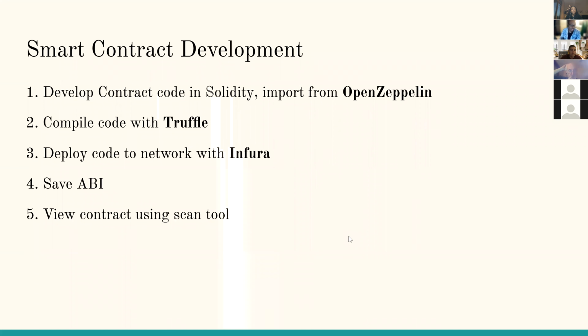So to recap smart contract development: you use Solidity and import from OpenZeppelin, which develops a lot of secure contracts. You compile the code with Truffle, and deploy the code to the network with Infura. You save that ABI so you can build an application for it. And you can view the contract with the scan tool.